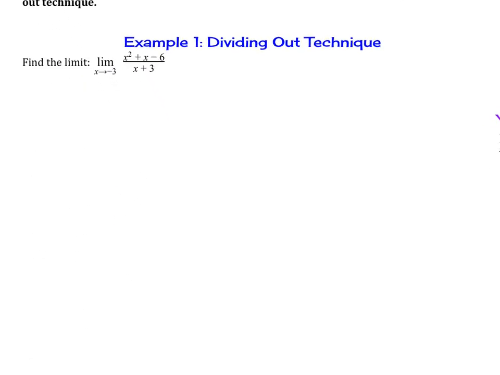So we're going to find the limit as x approaches -3 of x squared plus x minus 6 over x plus 3. So let's try it. If we tried plugging in -3 directly into this function, -3 squared plus -3 minus 6 over -3 plus 3, we're going to get 9 minus 3 minus 6 over 0. First of all, you know that's not okay. Then at the top, you notice you're going to get 9 minus 9, which is 0. So we get the indeterminate form 0 over 0.